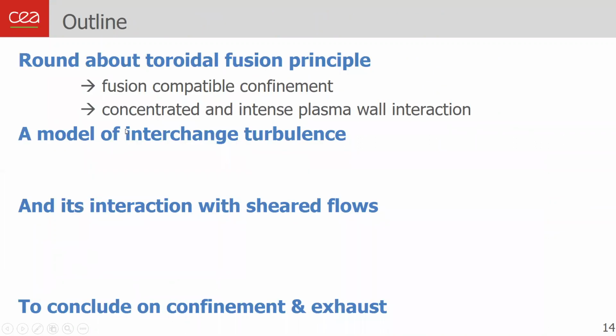So this was the roundabout fusion principle. We see that from experiments, we have fusion-compatible confinement, but we have concentrated and intense plasma-wall interaction. So I linked the two with a simple diffusion model. Now I will dig into what transport is at the plasma boundary.